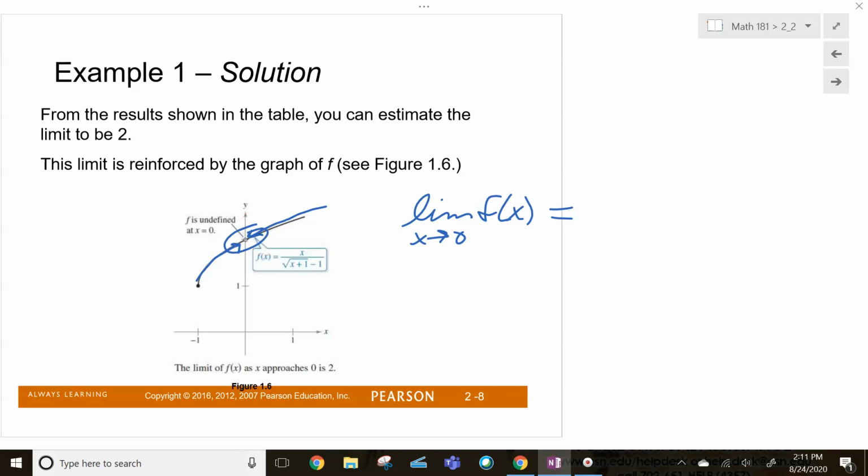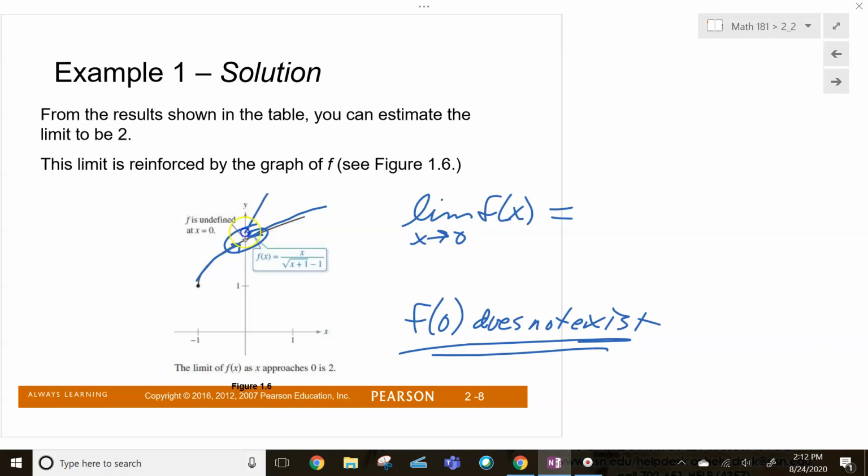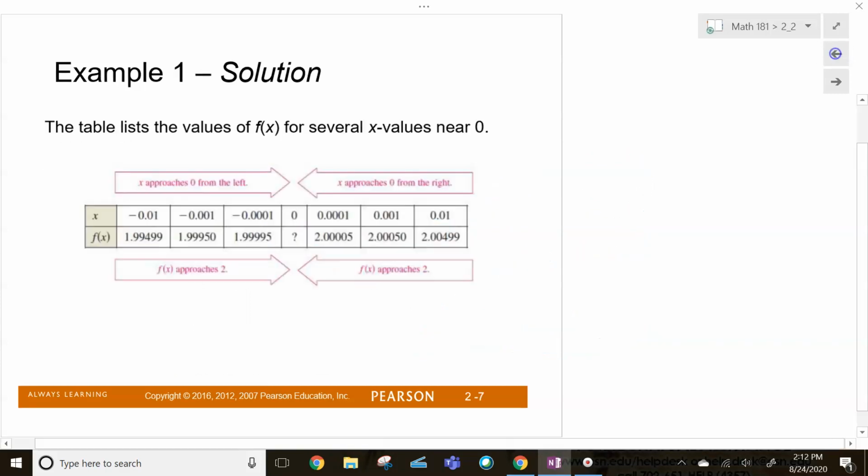I know the functional limit does not exist, right? It's undefined. The functional value does not exist. But does the limit exist? Does it get arbitrarily close to a y value? We say, sure it does. What's that y value right there? It's 2. Now let's look at the table.